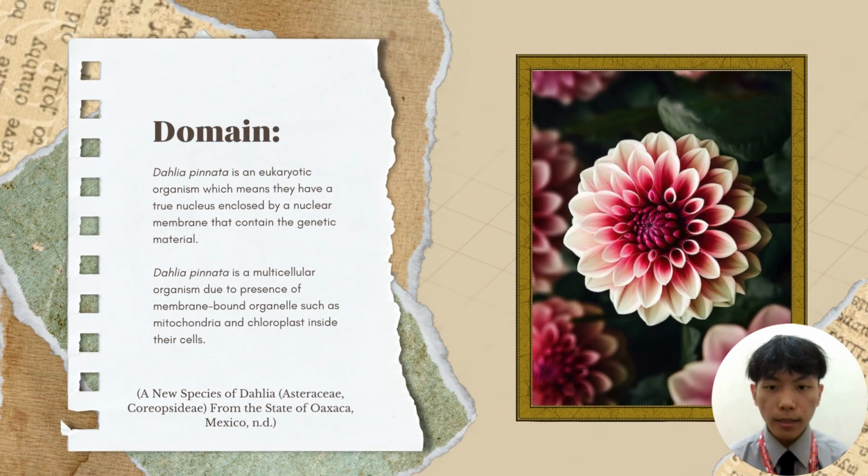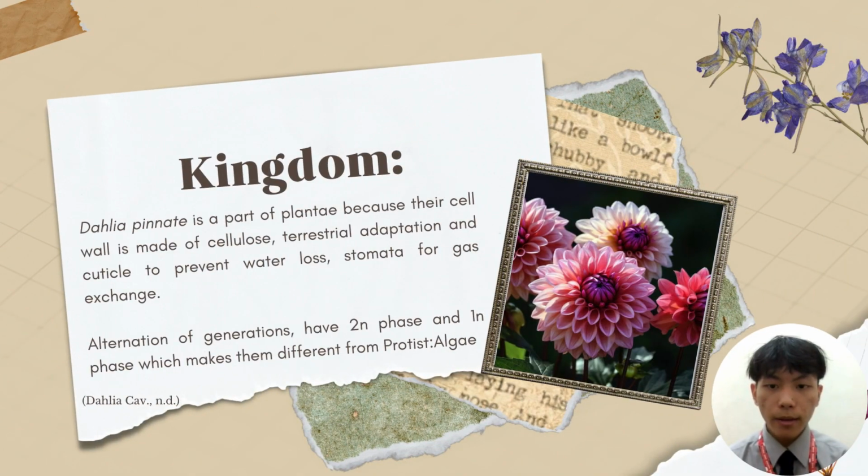So Dahlia Pinnata is a eukaryotic organism, which means they have a nucleus enclosed by a nuclear membrane that contains the genetic materials. It is also a multicellular organism due to the presence of mitochondria and chloroplasts, which makes them different from bacteria. For kingdom, Dahlia Pinnata is part of Plantae because the cell wall is made of cellulose.